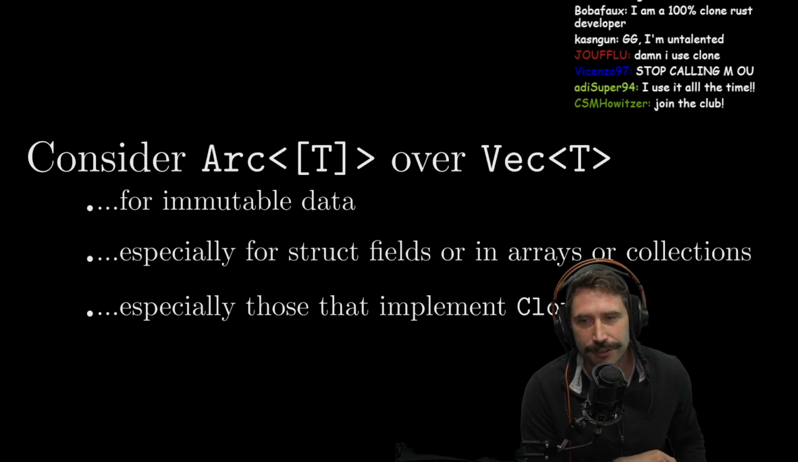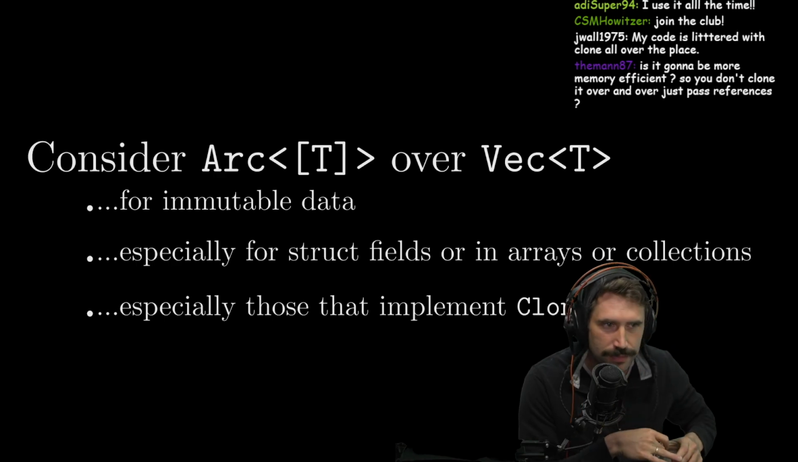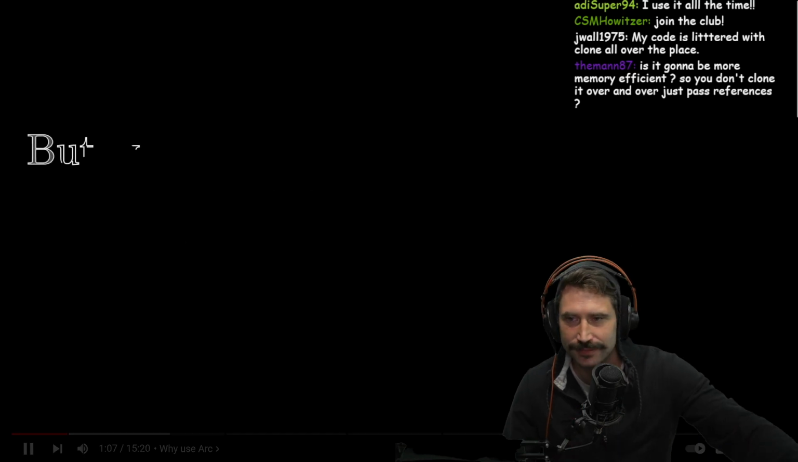Oh, I think I understand. If you don't need clone, you can do even better than arc slice t. You can use box, but we'll talk about that at the very end. So why am I recommending this?